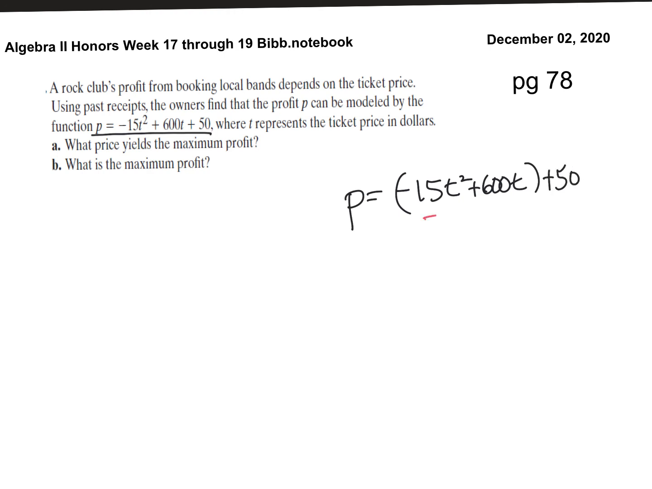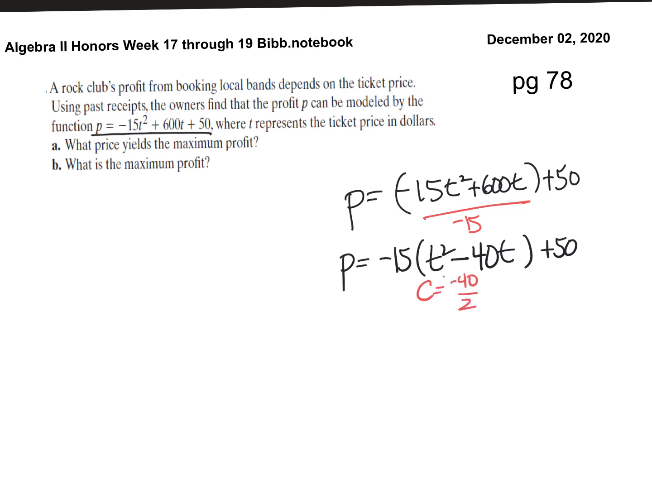Next, divide by negative 15. Negative 15 times t squared. Is that 40? Let me check to make sure. It's going to be negative 40. Yes. So t squared minus 40t plus 50. C is going to be negative 40 divided by 2, which is negative 20. Square that, that's 400. Add that inside the parentheses.